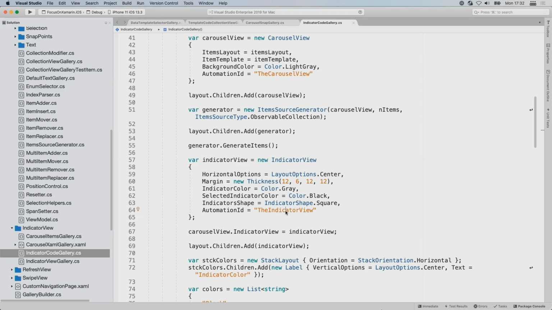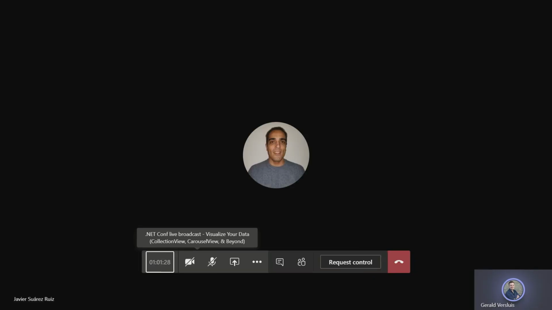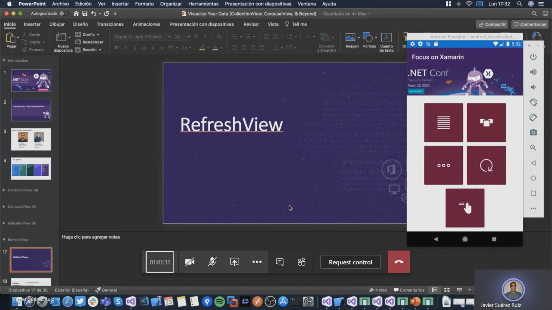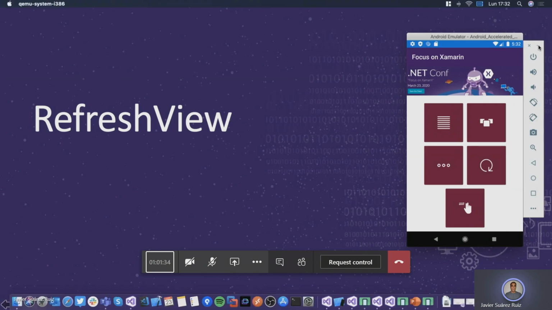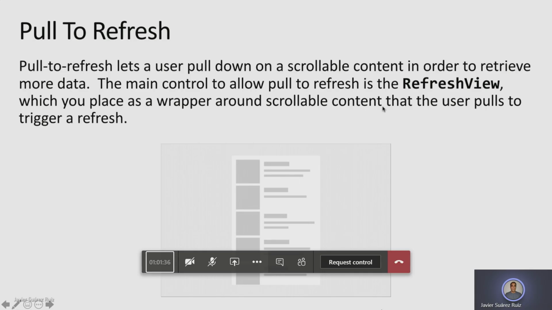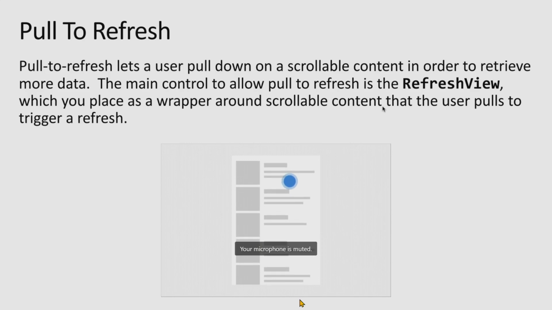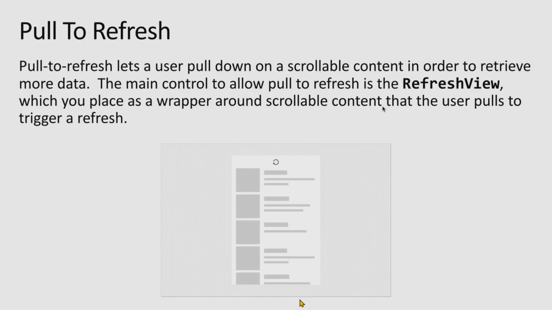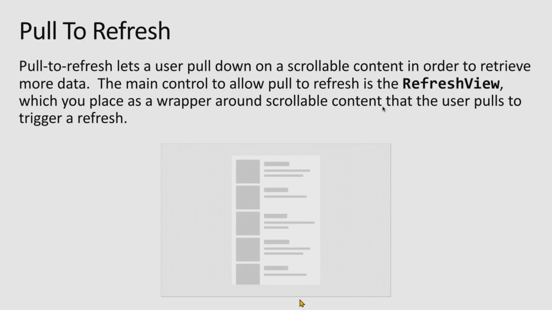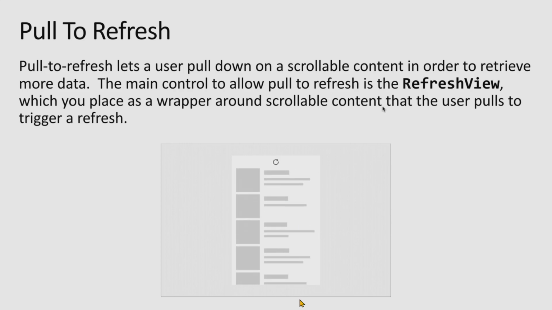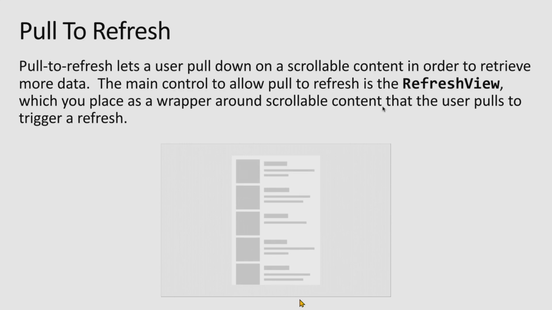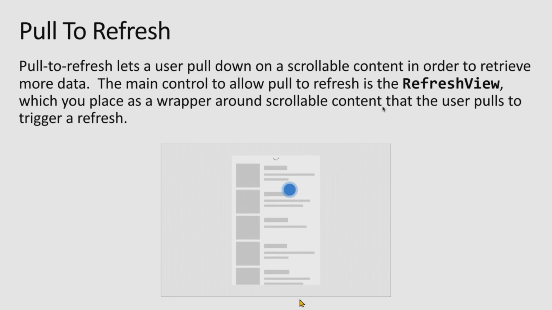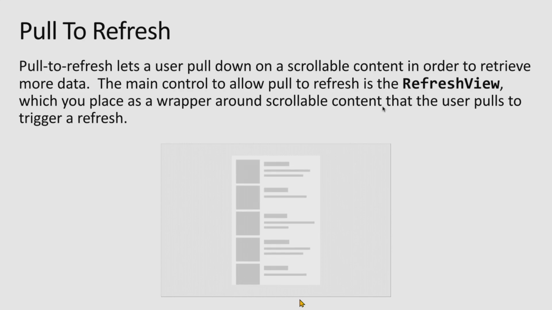All right, Javier, you want to talk about RefreshView? Yeah, exactly. So let's continue with more controls, and in this case, the RefreshView. Especially in lists, one of the common UX patterns to refresh the data is the pull to refresh effect, that is, using a gesture to refresh your data. To allow this, we have included a new control called RefreshView, which you place like a wrapper around any scrollable content, and that's the important thing because you should only refresh scrollable content.